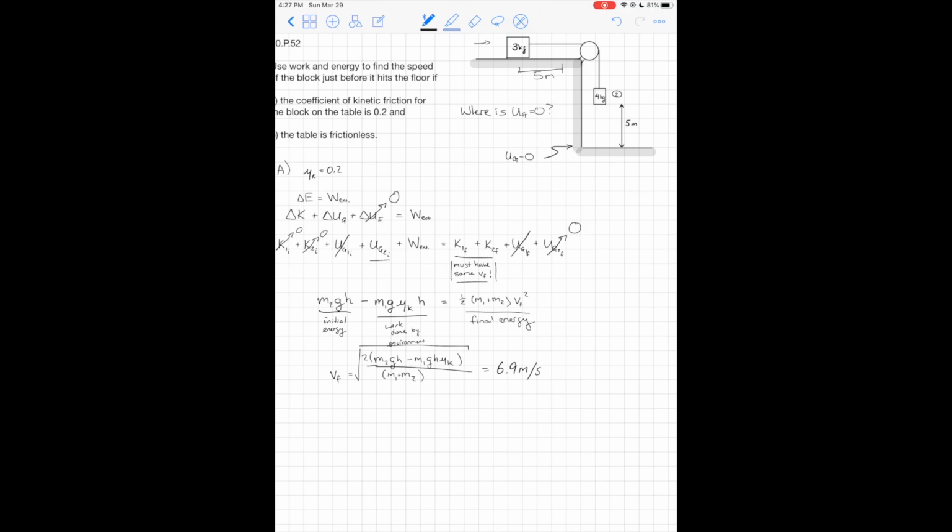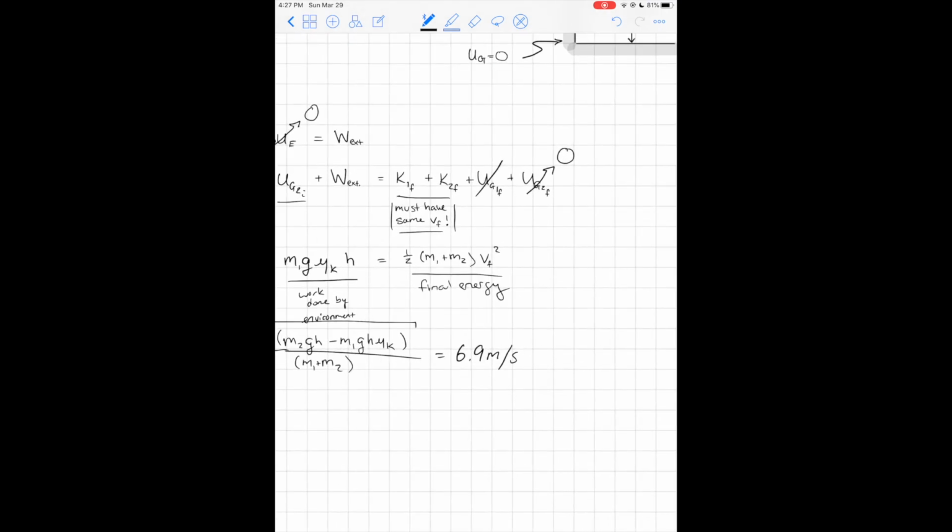It's also the velocity of the 3 kilogram block right before the 4 kilogram block hits the floor. They're both moving at the same speed, but it's easier to say when the 4 kilogram block hits the floor. It's easier to put in terms of that.